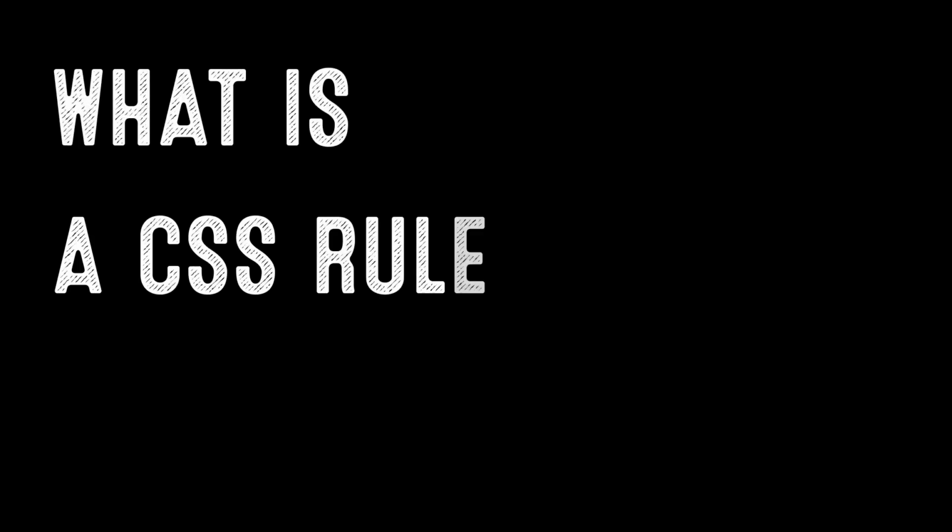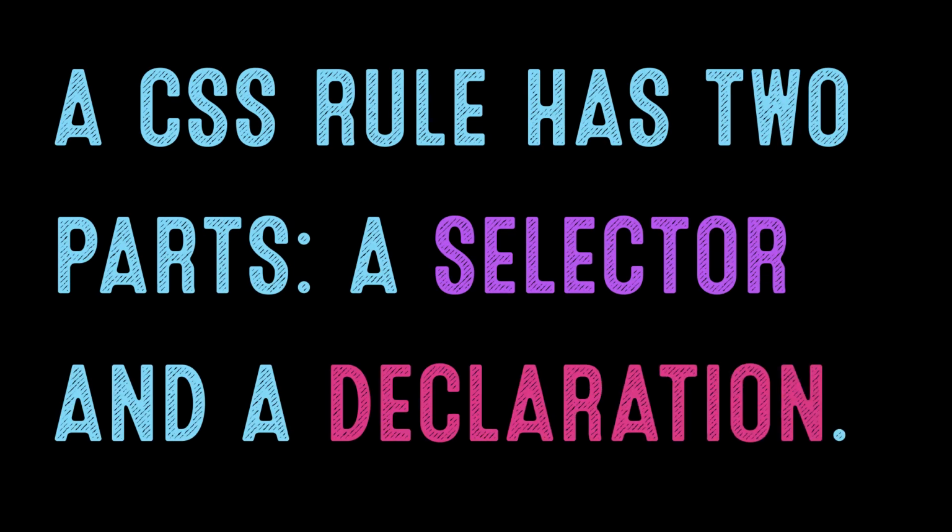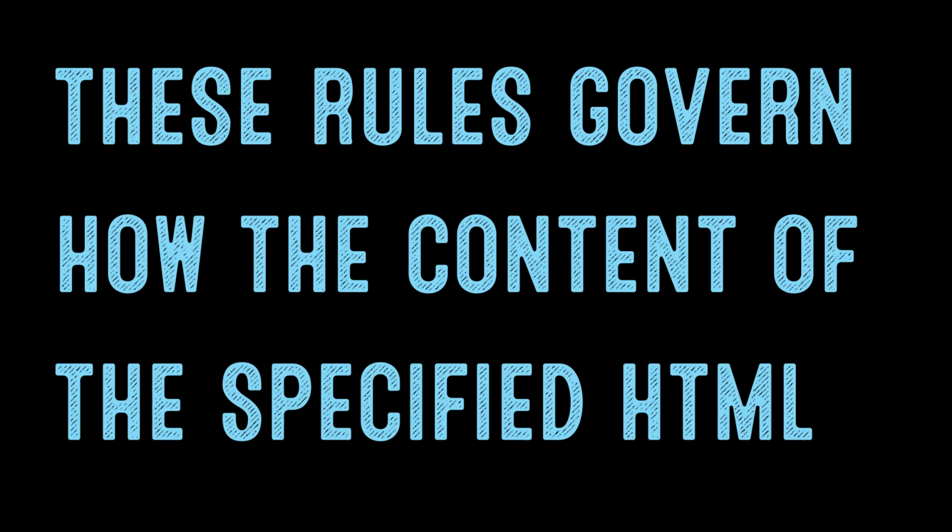The weekly code quiz. What is a CSS rule? A CSS rule has two parts, a selector and a declaration. These rules govern how the content of the specified HTML elements are displayed.